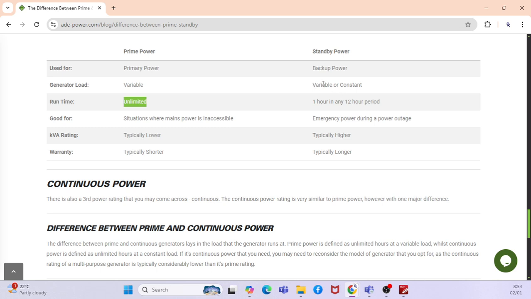So whether it is a variable load or constant load, that is a standby power. So standby power.